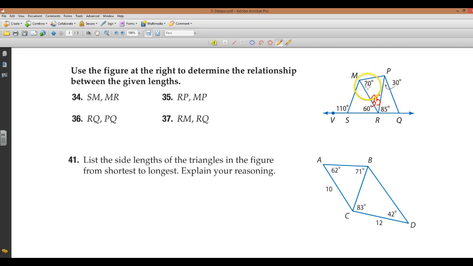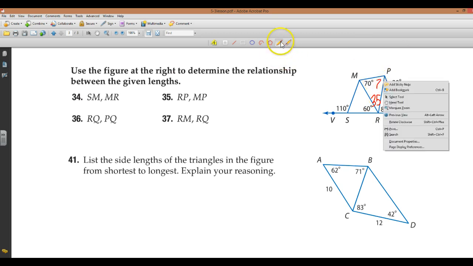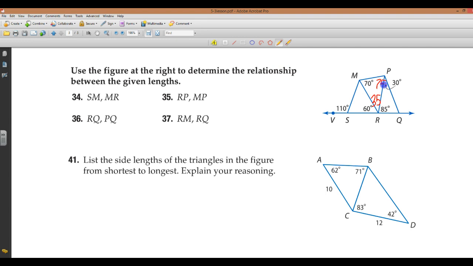And then these three angles have to add up to 180. So 70 and 35 is 105. If we subtract that from 180, we get 75 for this angle right up here by P. So from there, we're looking at RP, which is opposite 70, and MP, which is opposite 35. So opposite from 70 would be our longer side. So RP has to be greater than MP.